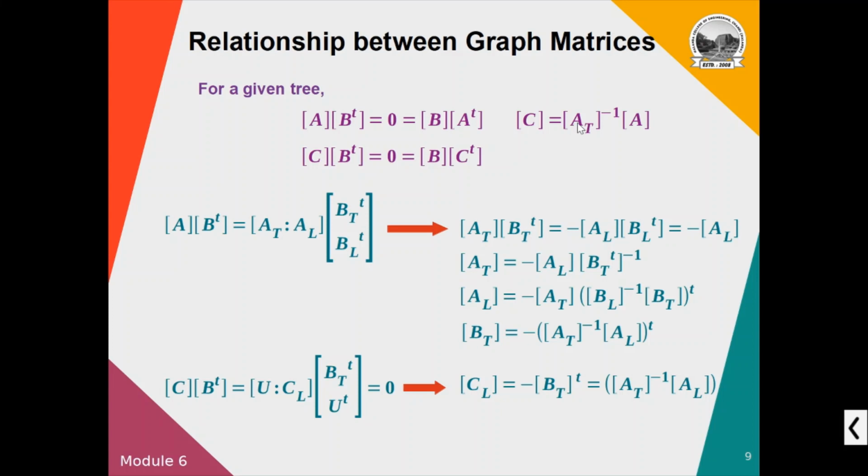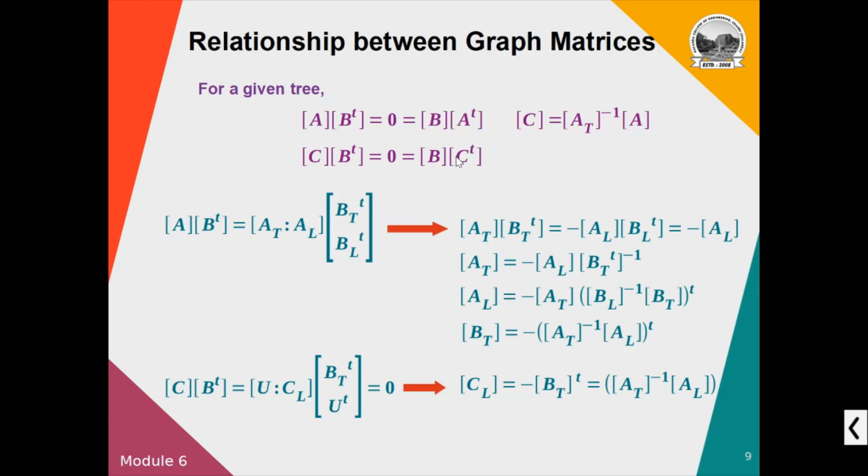But what is C? It is nothing but the inverse of the twig incidence matrix times the incidence matrix. C is nothing but AT inverse into A. What is AT? It is the incidence matrix which has only the twig elements, which has only the twig branches. So if you take the inverse and multiply with A, you will get the matrix C. This is the relationship we can have between these A, B, C matrices.